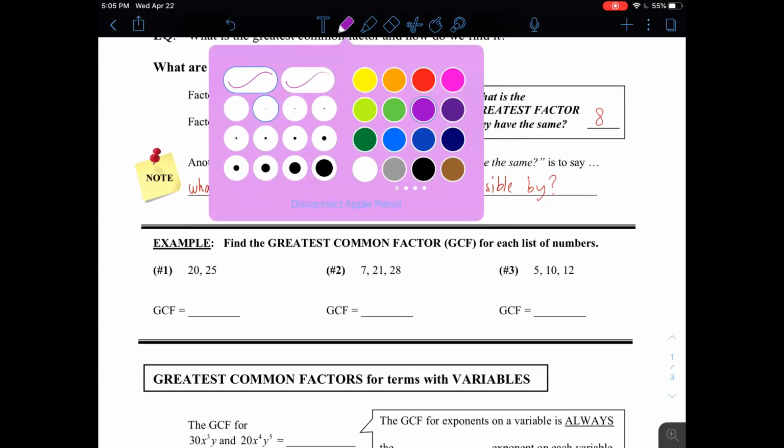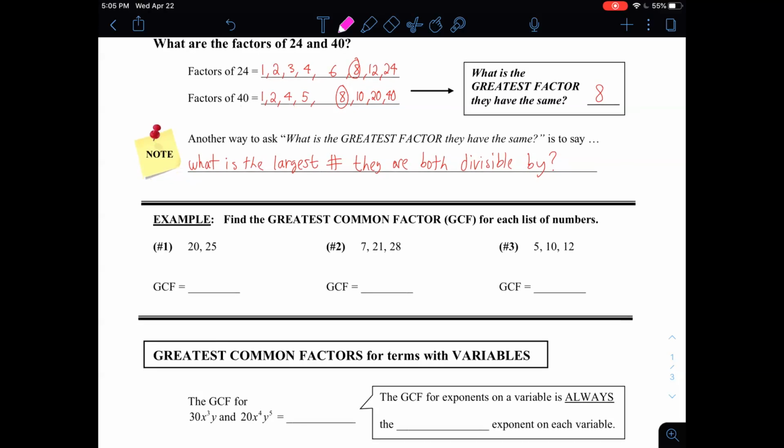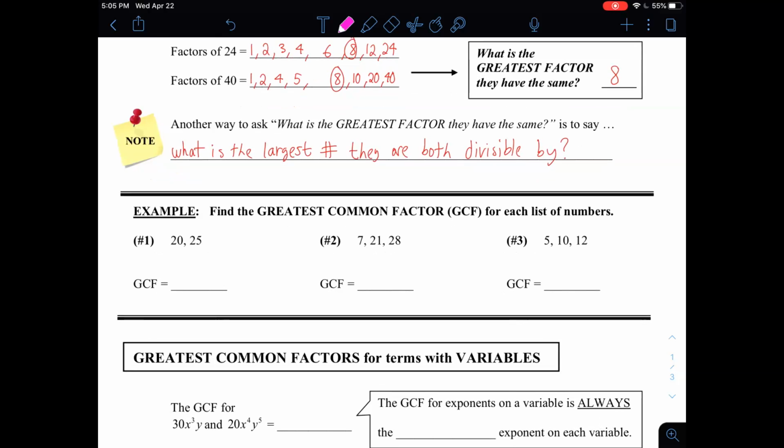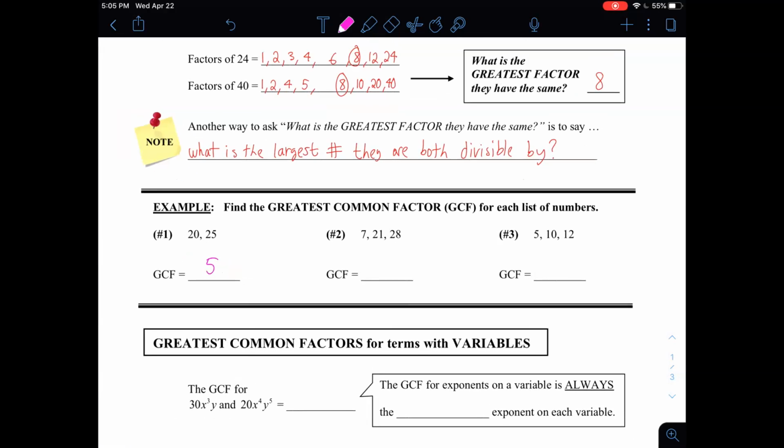Okay, let's use a new color here. Let's use the cool pink. So what's the biggest number that goes into 20 and 25? I should have also mentioned you guys can use your factor chart too. What number goes into 20 and 25? What's the biggest number that goes into those? It's going to be 5. So 5 is the biggest number that goes into 20 and 25.